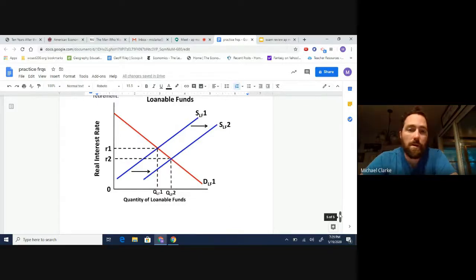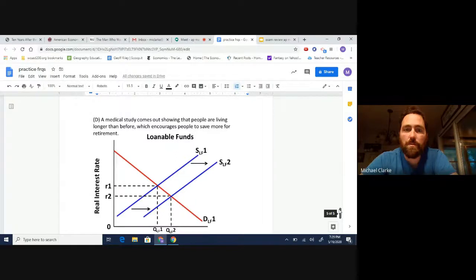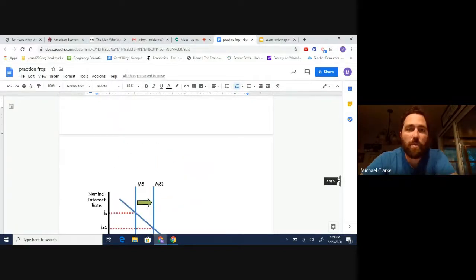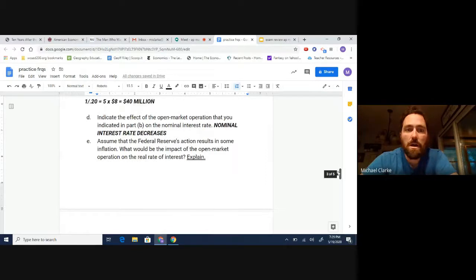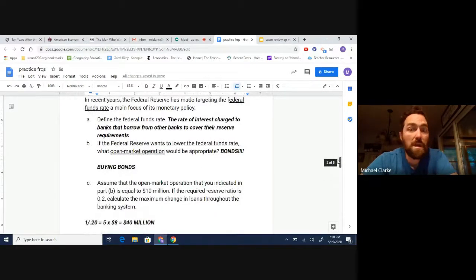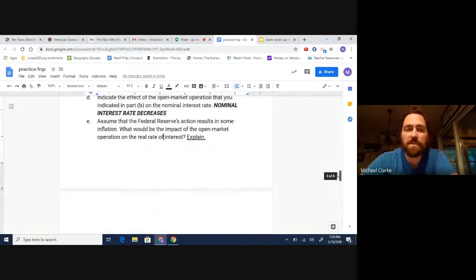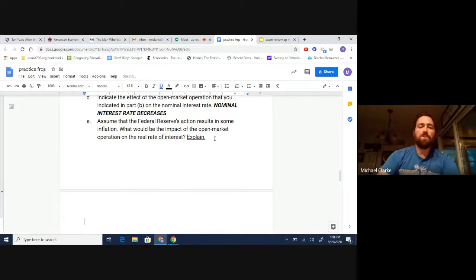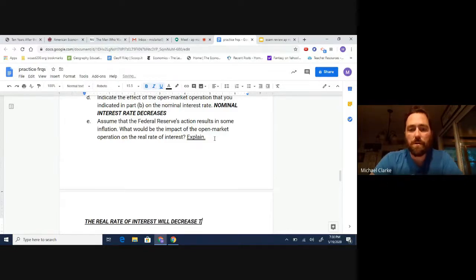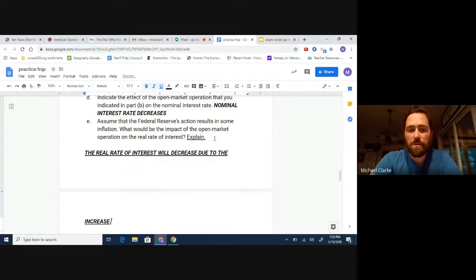This is where, guys, just like with the previous question, if you're able to graph questions like this, like D and E and B, you're going to be in such good shape on this exam because you'll be able to graph things on your own, and usually the graphs will lead you to the answer. So the real rate of interest will decrease due to the increase in the supply of loans. I got it right.